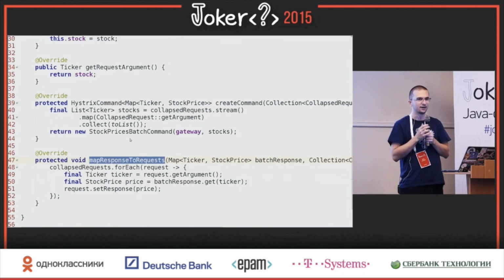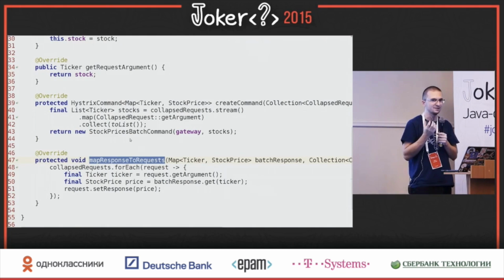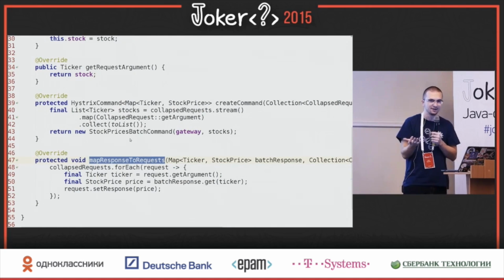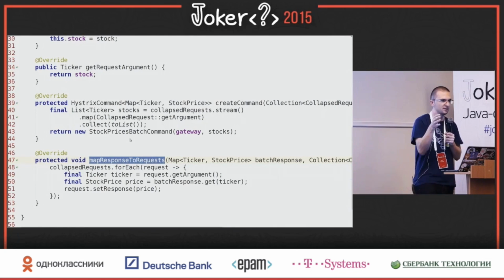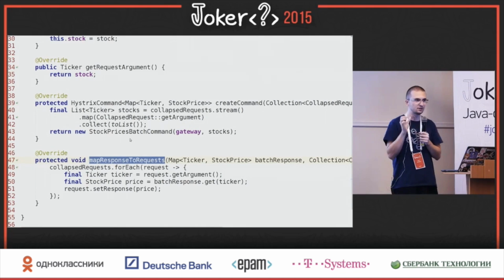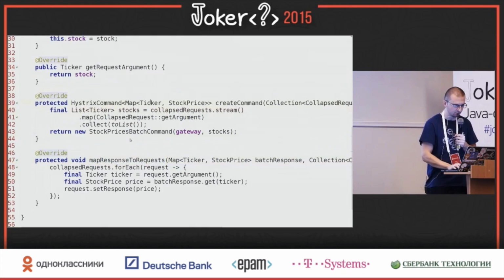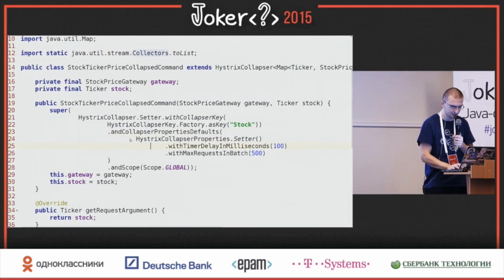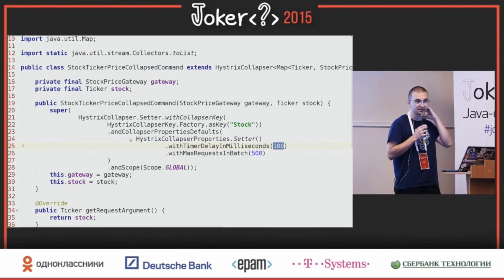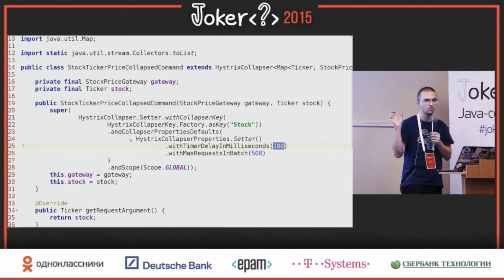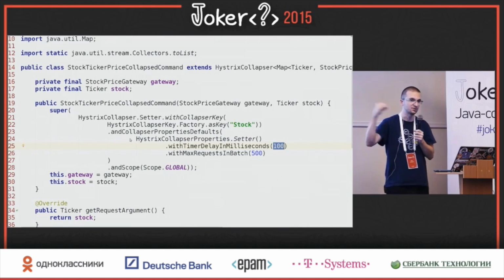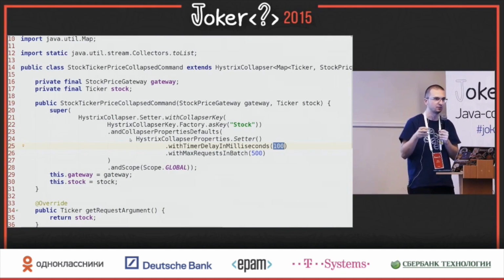So there is no such thing as commands happening at the same time. I mean, there is one command and it either executes or not. So what Hystrix does is that when the first small command appears and is about to be executed, it starts a timer. And this timer is configurable. By default, it's 10 milliseconds. I have it defined here for 100 milliseconds. It starts a timer and waits for 100 milliseconds, hoping that another command will stop by for the same or a similar thing.